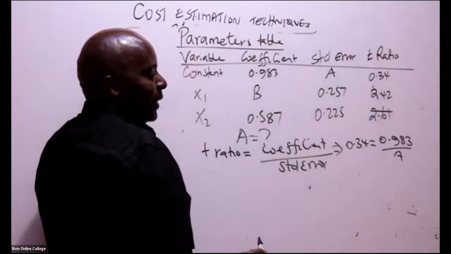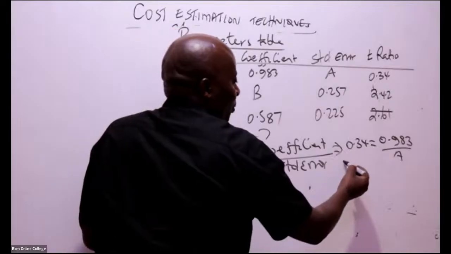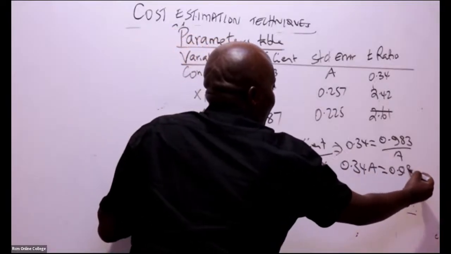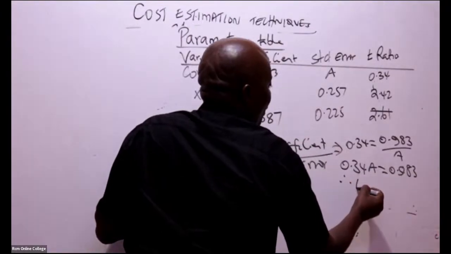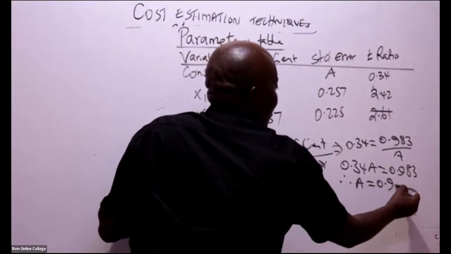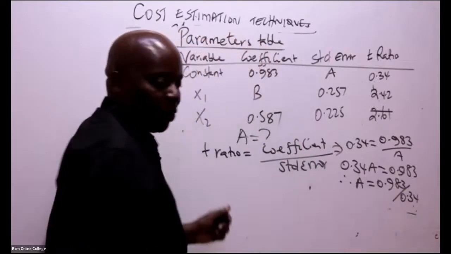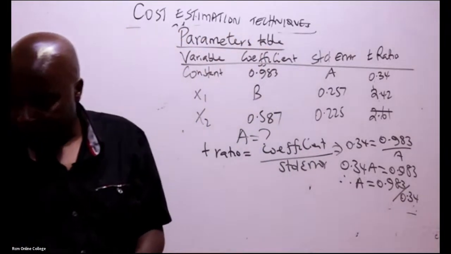So I want us to make A the subject of the formula. So it will be 0.34A equals 0.983. Therefore, A will be 0.983 divided by 0.34. Is there somebody who is able to get this answer?